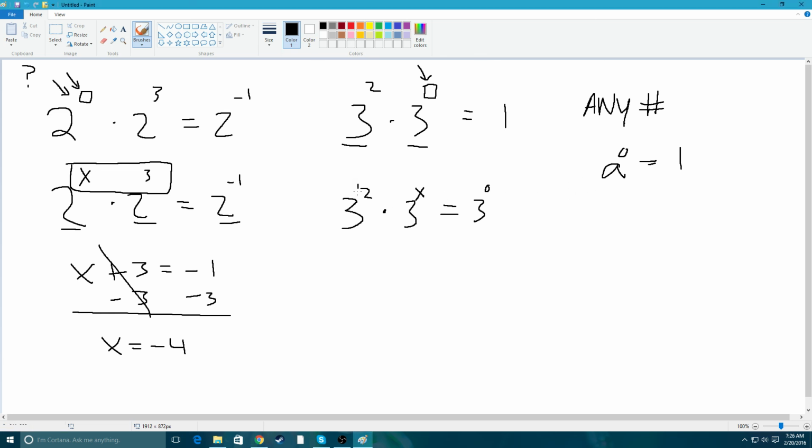Okay. So now that we have all the same bases, we've got to get the exponents the same. This is 2 plus x equals 0. Subtract 2 from both sides, and we get x equals negative 2. Okay.